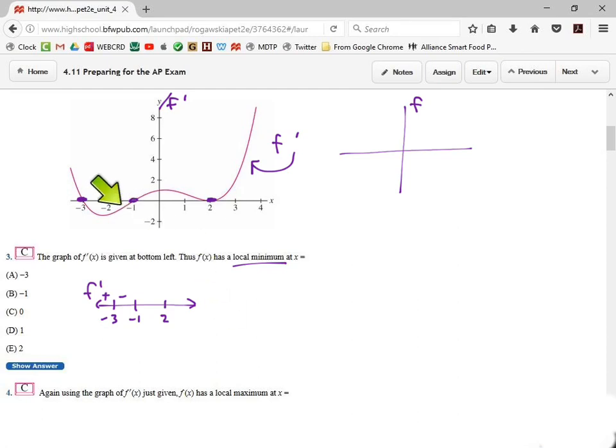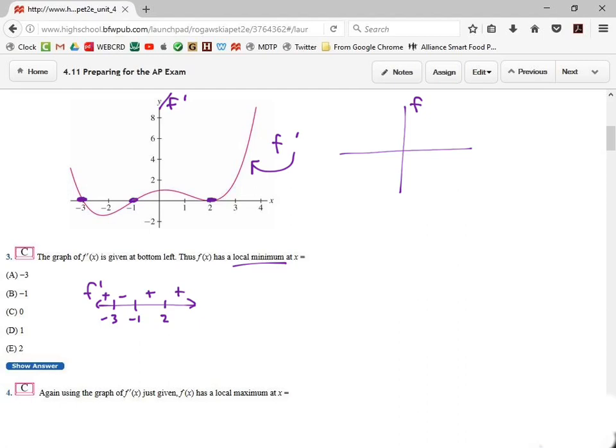And then what about between -1 and 2? Looks like f prime is positive. And what I'm looking for is just whether f prime is above or below the x-axis. And here, after the 2, we're also above the x-axis, so that means f prime is positive.